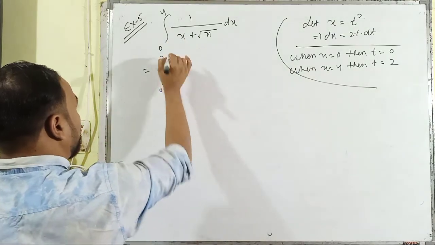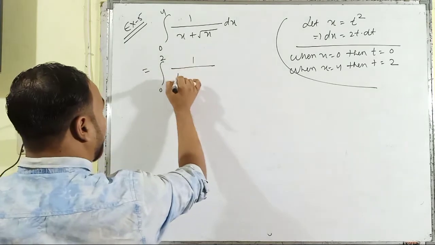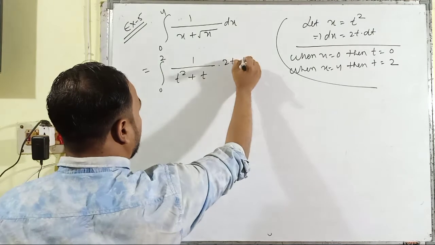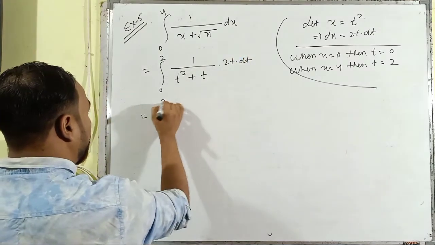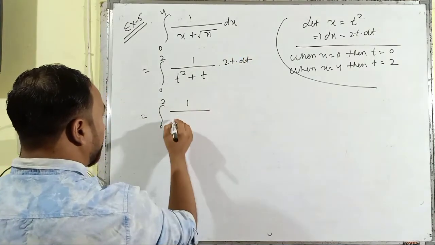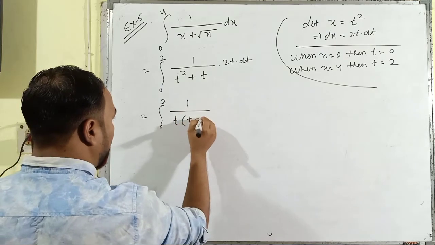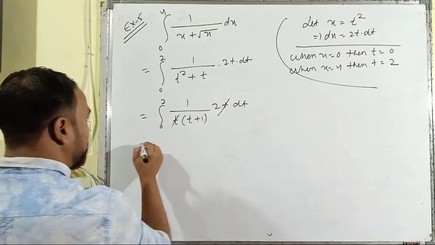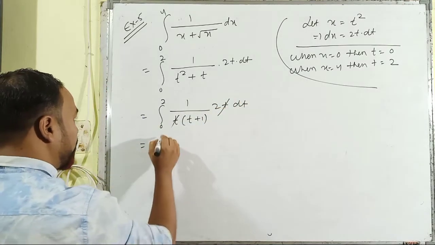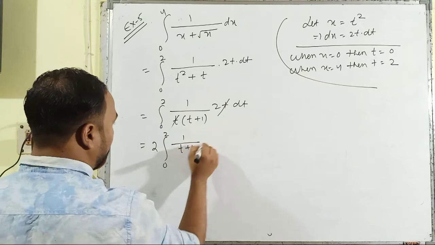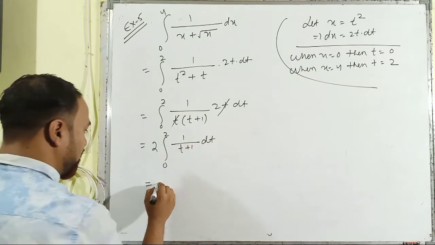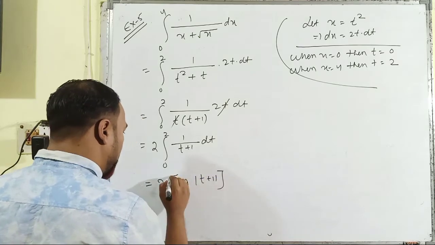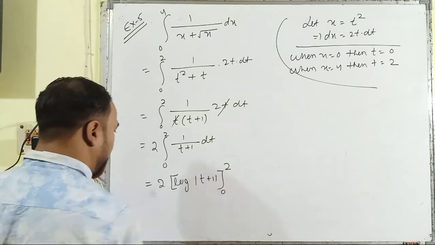It will be from 0 to 2 now, then it is 1 over t square plus t, and in place of dx we can write down 2t dt. Now from 0 to 2, by taking a t common from the denominator, we have t plus 1, it is 2t dt, then cancelling both t's here, it will be 2 multiplied with the integral from 0 to 2 of 1 over t plus 1 dt, and here it is 2 log modulus of t plus 1, but from the lower limit 0 to upper limit 2.